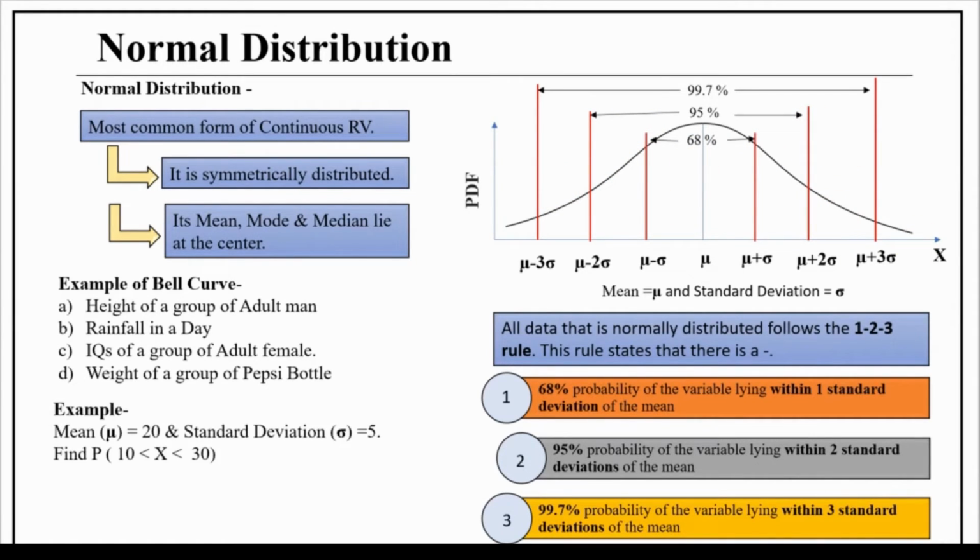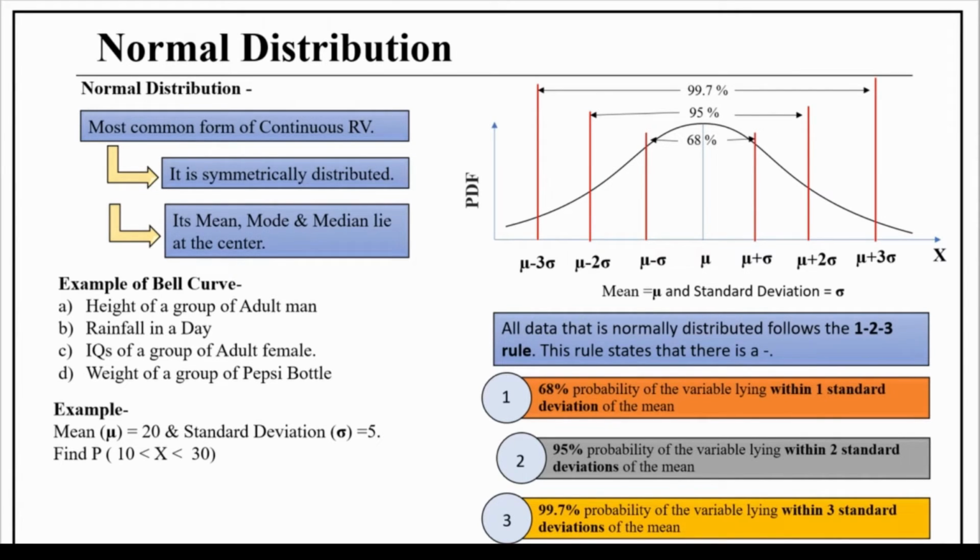Now let's solve a question to understand the 1, 2, 3 concept. In this question we have been given a population mean of 20 and a standard deviation of 5. So we need to find the probability of an observed value lying in the range of 10 to 30. To solve this, we can express 10 and 30 in terms of mean and standard deviation.